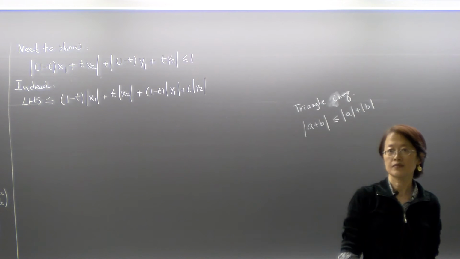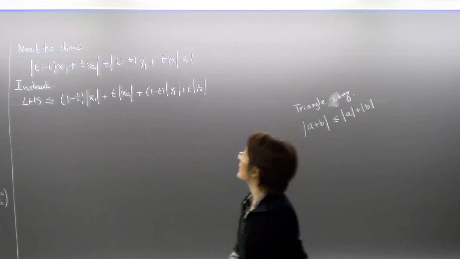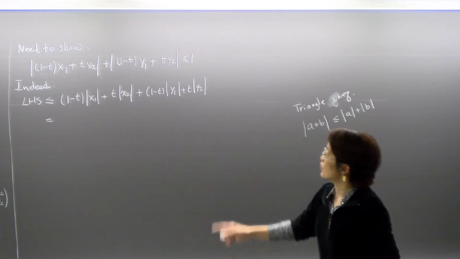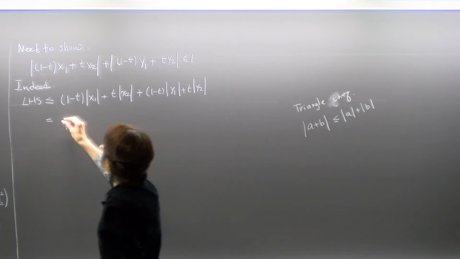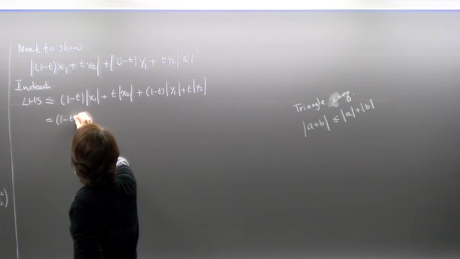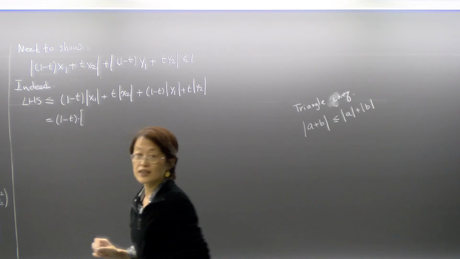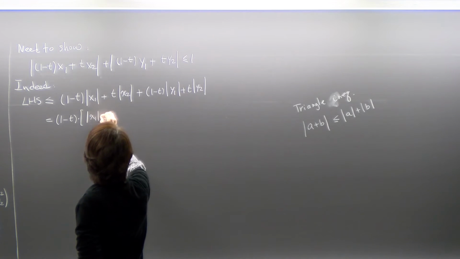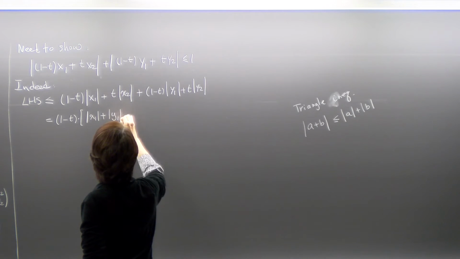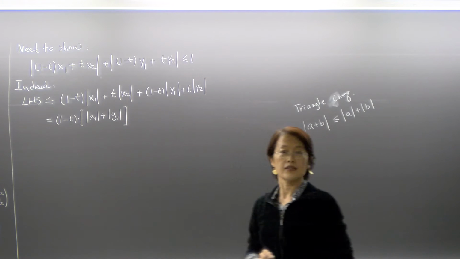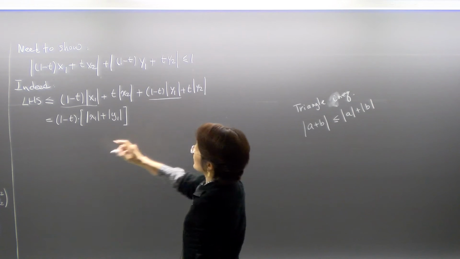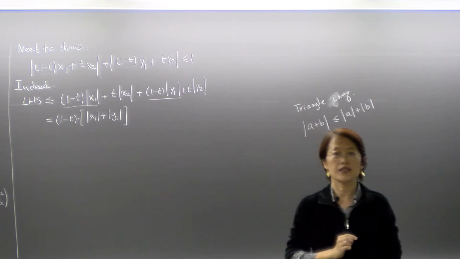Is that okay? Just triangle inequality. Okay, now I'm going to collect terms together. So the two terms with 1 minus t in the front, I will collect them and write 1 minus t outside. It's a common factor, right? So I have absolute value of x1 plus absolute value of y1. So I take this term and I formed that one here.